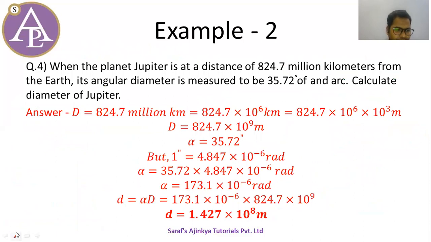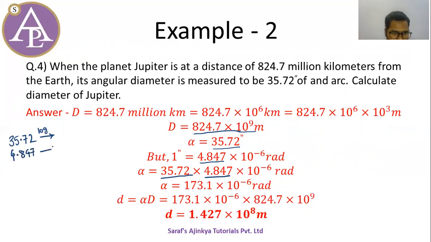Now in this, okay. So our d is 824.7 into 10 to the power 9. Then alpha was given as 35.72 seconds, but 1 second is 4.847. Now this calculation, right? Log of 35.72, correct. And what is the second number? The second number is 4.847. So log of 4.847. What will be the log? So this will be 1 point because there are 2 digits before the decimal, and this will be 0 point because there is only 1 digit before the decimal.